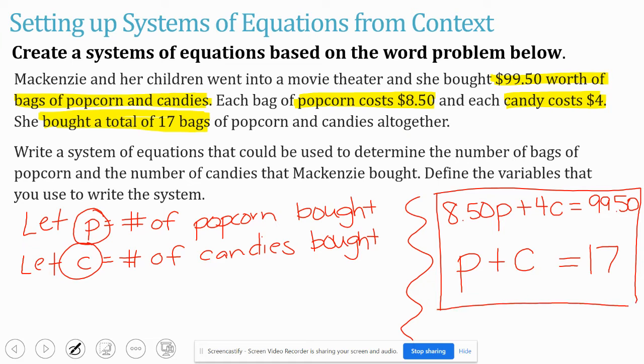You would normally go on to solve, but for the assignment that we have for you guys today, we're just setting up the equations. Okay, so we identified our variables, P and C, for popcorn and candy, and we used the information in our word problem to set up this system of equations. All right, we're going to take a look at one more example.